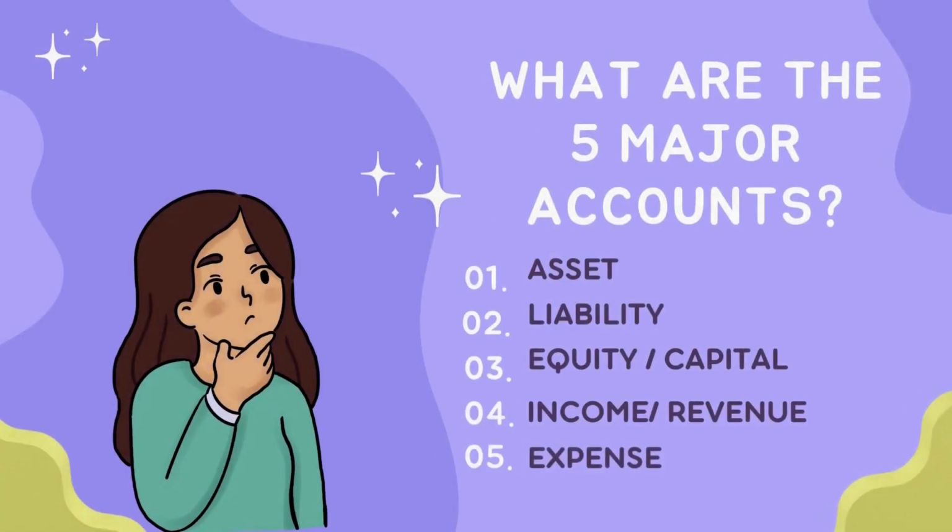What are the 5 major accounts? The 5 major accounts are asset, liability, equity or capital, income or revenue, and expense.